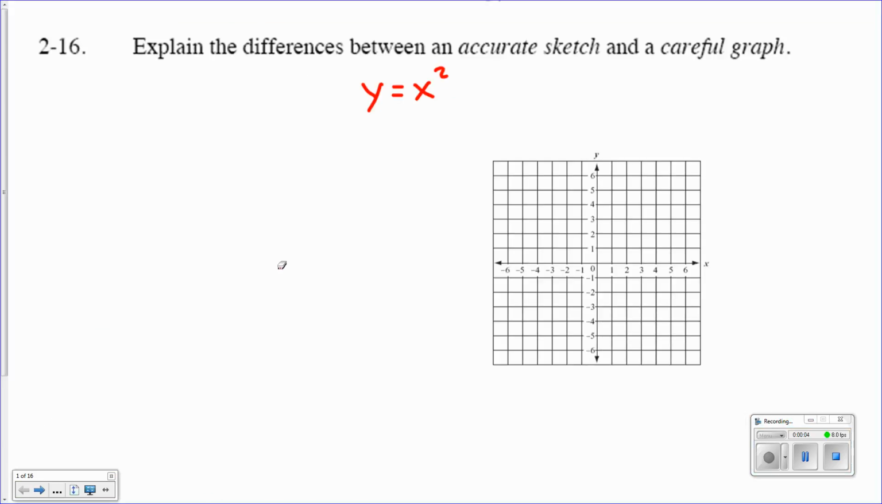Problem 2-16. Explain the differences between an accurate sketch and a careful graph. To do this, I'm going to use the function y equals x squared. Now if I was going to do an accurate sketch, I could do a little sketch of my coordinate plane here.